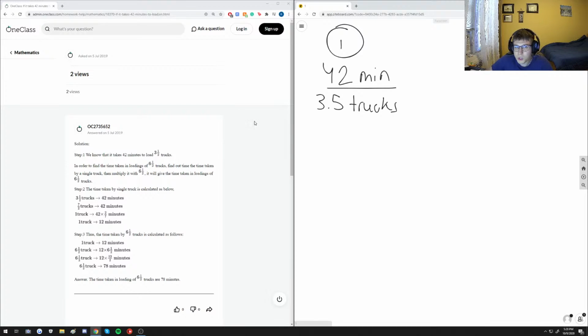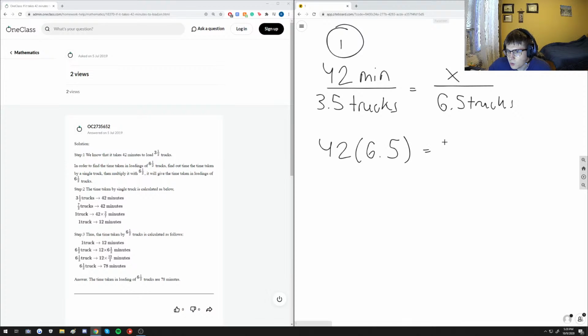So this is a classic proportion problem, and essentially what we're going to have here is two ratios, and we're going to set them equal to one another, and one of these terms we don't know. So we know the 6.5 trucks, but we don't know x, and we don't know how many minutes it takes for 6.5 trucks. So because our proportions are set to minutes over trucks equals minutes over trucks, that means that our proportion is set up correctly, and what we can just do is cross multiply. So we're going to get 42 times 6.5 is equal to 3.5 times x.